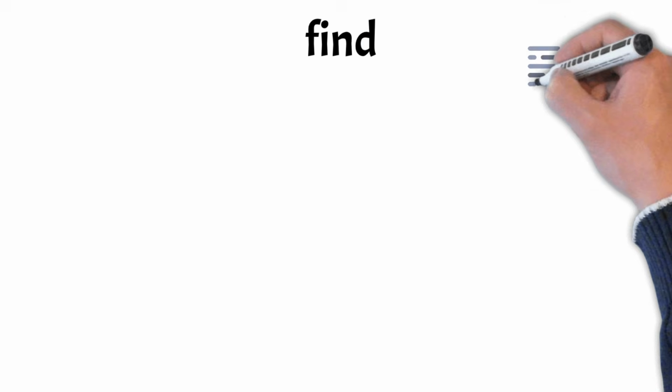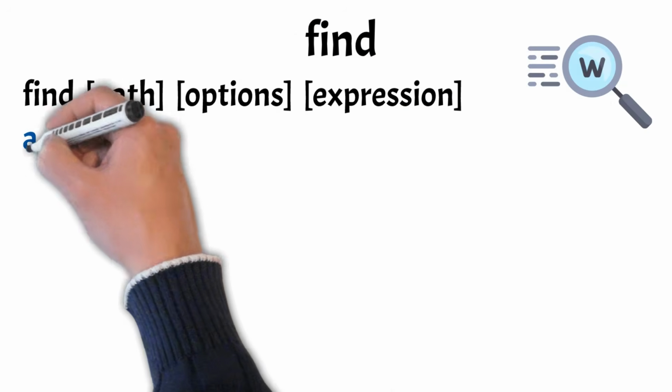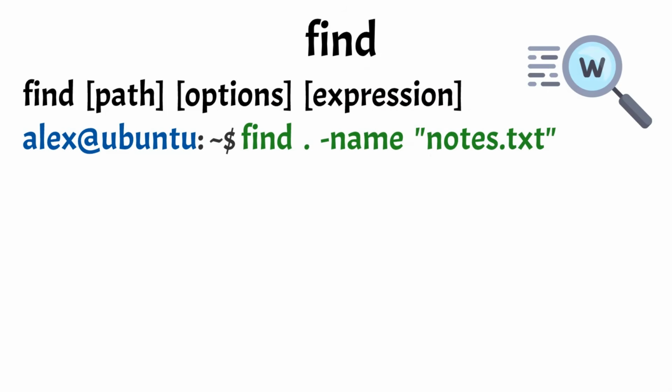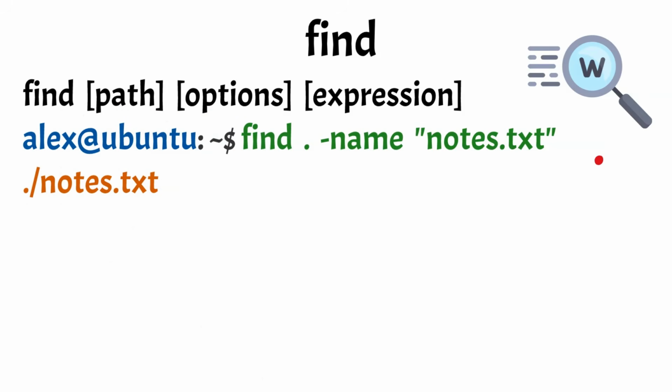Its basic structure is the following, and it tells it where to search and what to look for. For example, find . -name notes.txt looks for a file with that exact name in the current folder and all subfolders. In case you're wondering, the dot symbolizes the current directory. If a match is found, find returns its path. If nothing matches, it simply returns nothing at all.